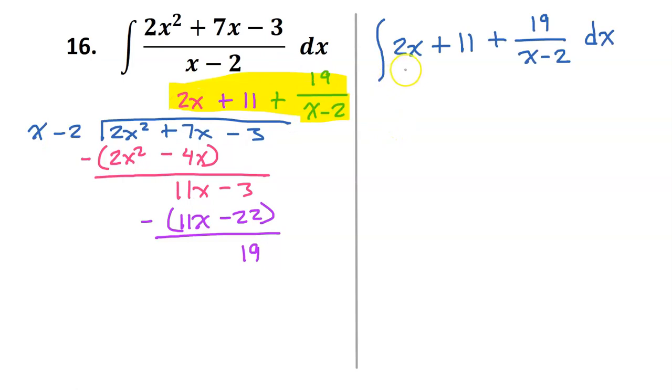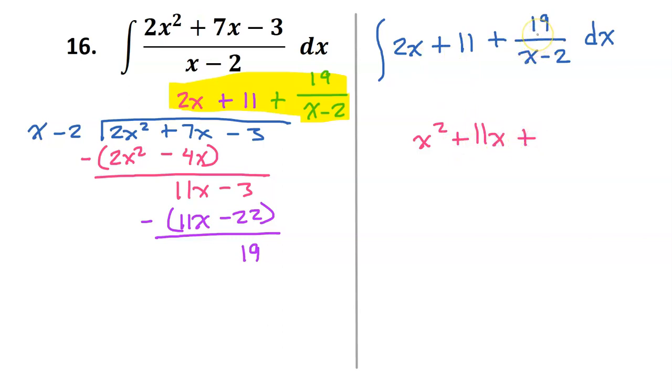So now I take the integral term by term. The integral of 2x is going to be 2x squared divided by 2. Those 2's are going to cancel each other out. So I just have x squared. The integral of 11 is 11x. Now for the fun part.